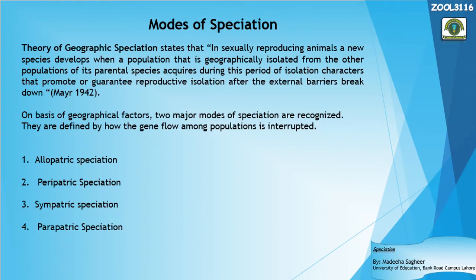Okay, students, this slide I have just put to maintain continuity with the previous part of the lecture. In part one, we talked about the two modes. We talked about the theory of geographic speciation, so there's no need to explain it again. We talked about allopatric speciation and parapatric speciation in part one. Now, today we're going to talk about sympatric speciation and parapatric speciation.